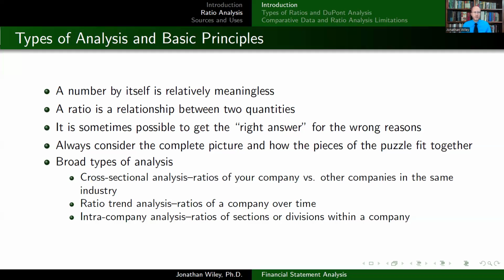Now, there is another category here, and that is intra-company analysis. Intra-company analysis is ratios of sections or divisions within a company. So if you're looking at a company that has multiple different divisions and you're doing ratio analysis for the separate divisions and assessing those, that would be intra-company analysis. That's generally more difficult to do in practice unless you actually work for the company, because most of the time, at least in the United States, that data isn't readily available. Most of the time, companies don't split out a tremendous amount of data by division.